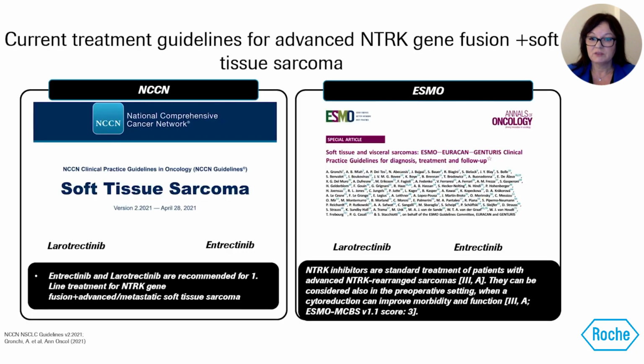In the end, current treatment guidelines for advanced NTRK gene fusion-positive soft tissue sarcoma: the NCCN guidelines say larotrectinib and entrectinib are recommended for first-line treatment for NTRK gene fusion-positive advanced or metastatic soft tissue sarcoma. And in the ESMO guidelines, NTRK inhibitors are standard treatment of patients with advanced NTRK-rearranged sarcoma. They can also be considered in the preoperative setting when a cytoreduction can improve morbidity and function.